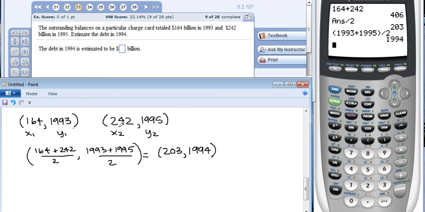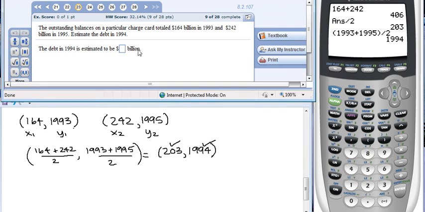So if my x-coordinate represents my debt and my y-coordinate represents my year, then I've got $203 billion in debt in 1994. Okay, and since my math lab here comes in so many billion, I don't want to put in all the zeros. I just want to put the 203 in there.